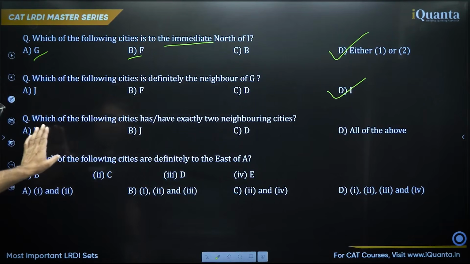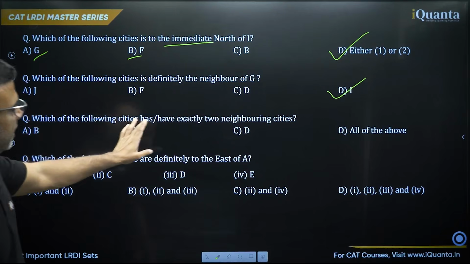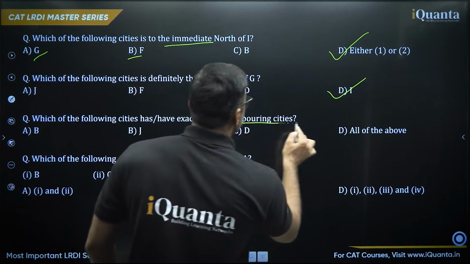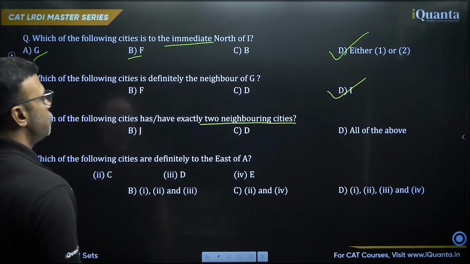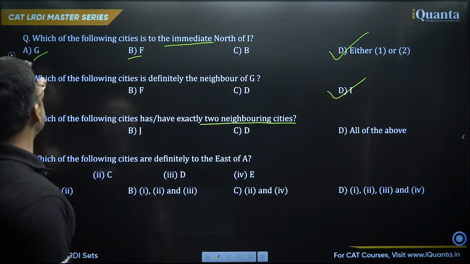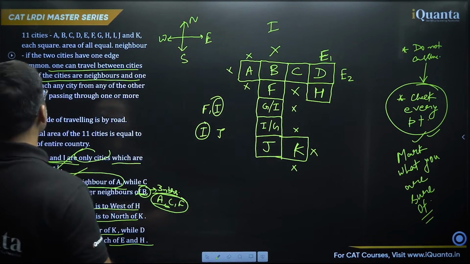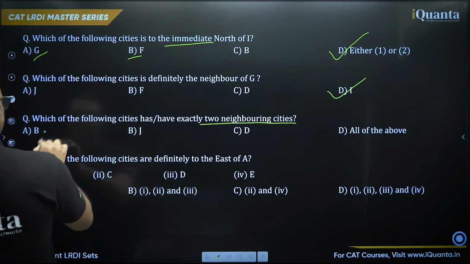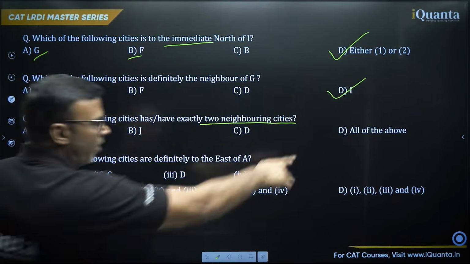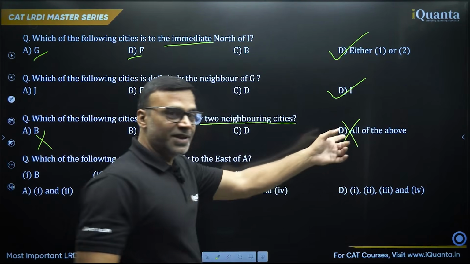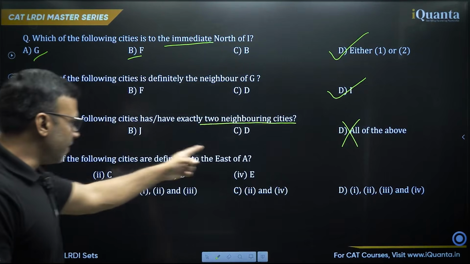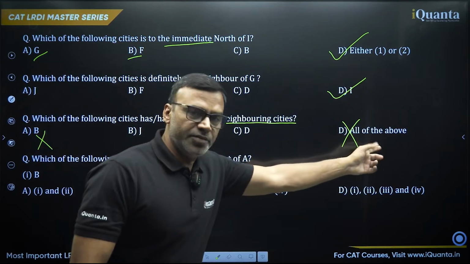Then we have, which of the following cities have exactly two neighboring cities? Exactly two neighboring cities, B, J, D, okay? Exactly two. B has three. B has three, so clearly B cannot be the answer. And if B cannot be the answer, all of the above cannot be the answer. This is a very beautiful thing. Irrespective of the question, if one of the options is not possible, then all of the above cannot be possible.